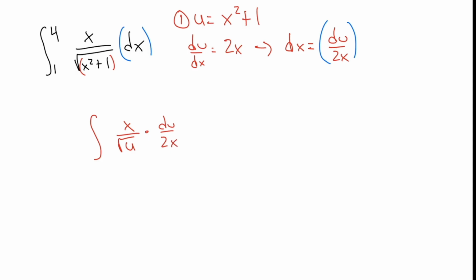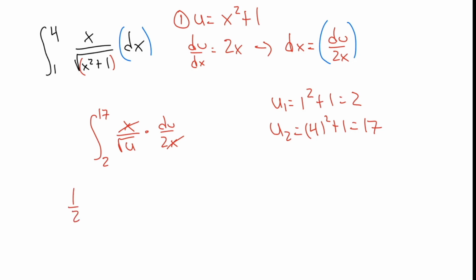And we do need to change our bounds of integration. So our lower bound, if we plug in 1 for x into x squared plus 1, we get 1 squared plus 1 equals 2. And our upper bound is going to be 4 squared plus 1 equals 17. So now we are taking the definite integral from 2 to 17. And we also get to cancel out an x in the top and the bottom.